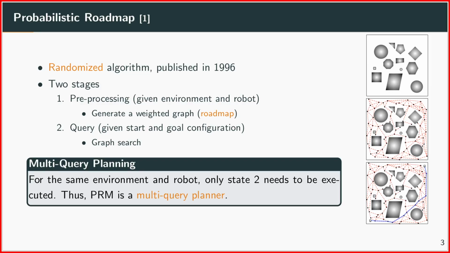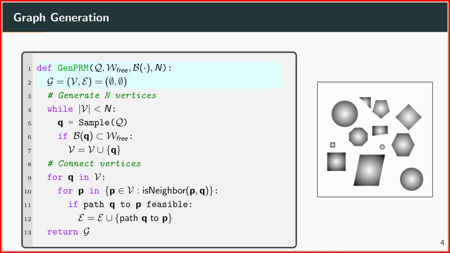Of course, if you have dynamic obstacles, if your robot changes, then you can't use it anymore, but this is a very nice property to have. Yeah, and so I want to go a little bit more into detail how this actually works.